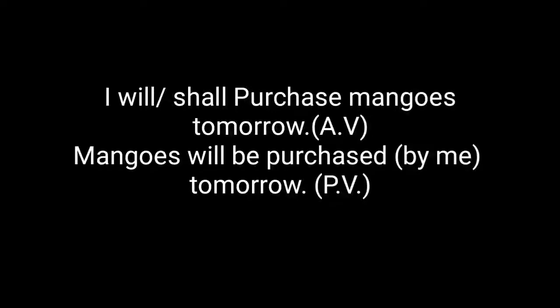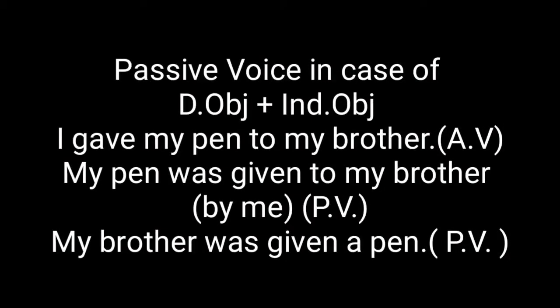The most important aspect is transitive verbs. Only transitive verbs have passive voice. That also you must know about. In case of sentences which have two objects, direct object and indirect object, how can we change them into passive voice? Here's a sentence. I gave my pen to my brother. What is the subject there? I. What is the object? My pen. What is another object? My brother.